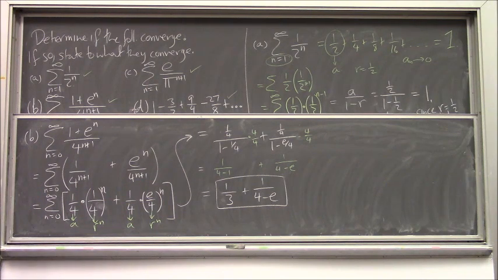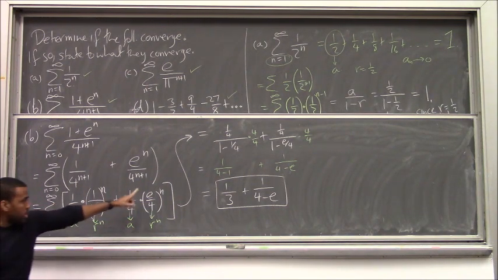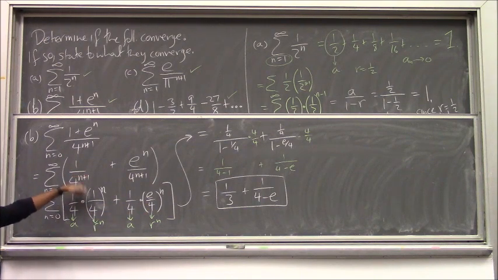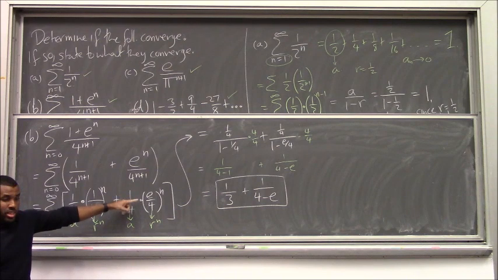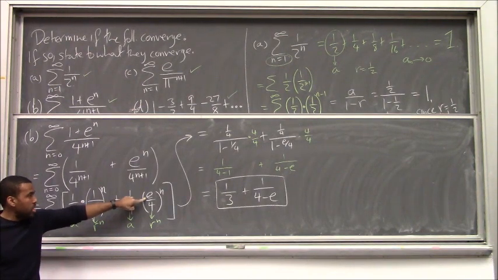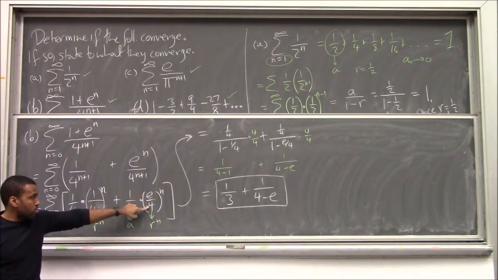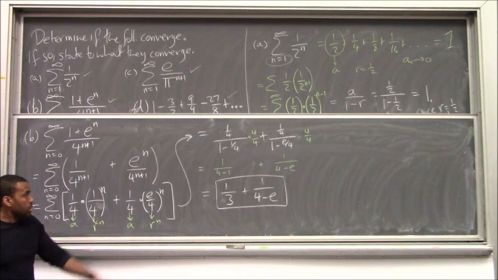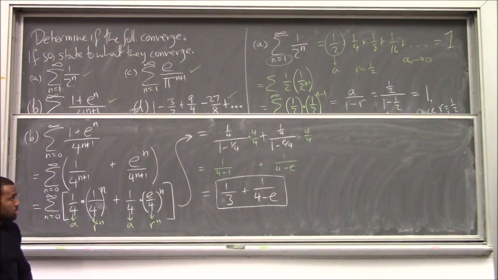So that is convergent because our r is less than 1 in absolute value in both cases. Here we have a quarter, which is less than 1 in absolute value. That's pretty obvious. e over 4 is actually less than 1. You have to remember that e is roughly 2.71828. e is a little bit less than 3, so e over 4 is a little bit less than 1, and so that is going to converge as well.